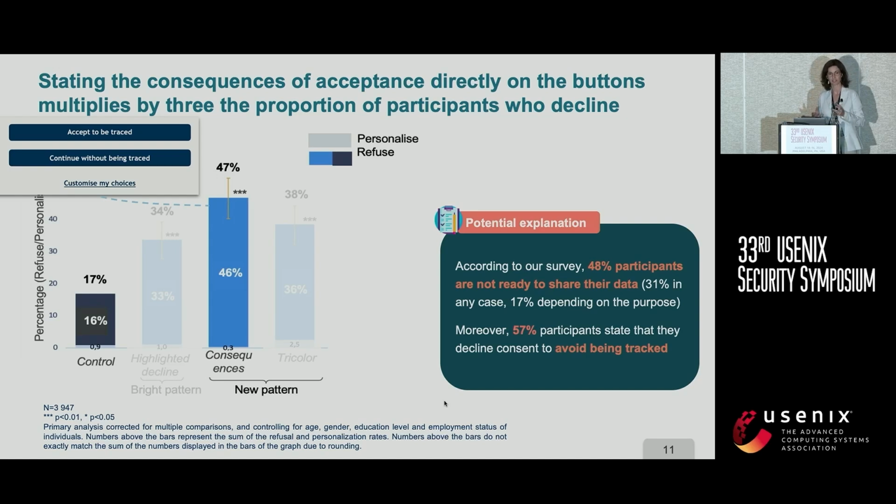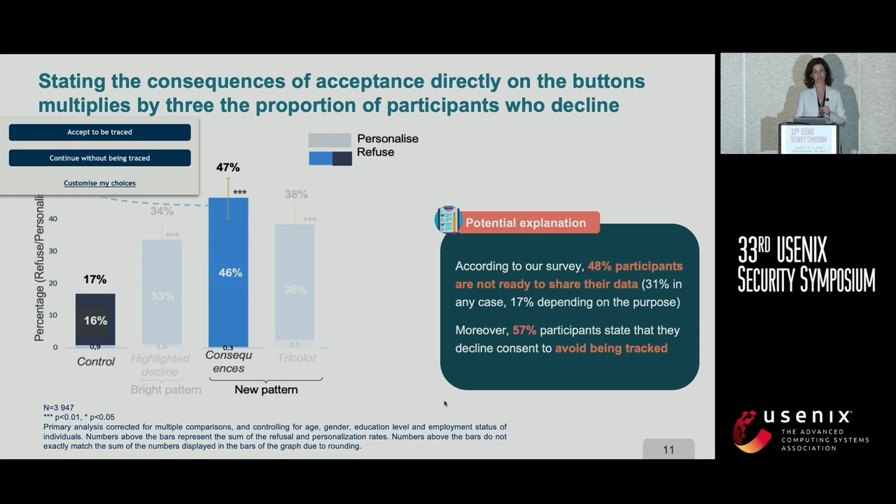A possible explanation of this is that around 48% of the participants are not ready to share their data online. Our survey actually confirms that users are not happy to share their data, and this type of banner can actually help them to make more informed decisions. Moreover, we found out that 57% of participants stated they decline consent because they want to avoid being tracked.